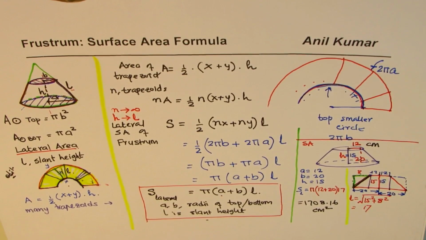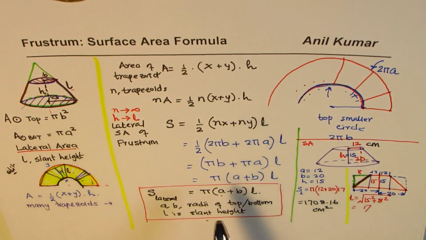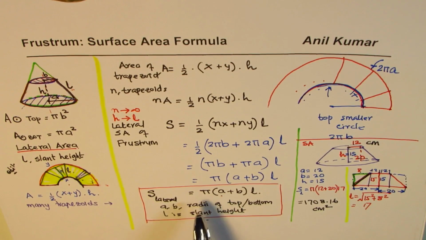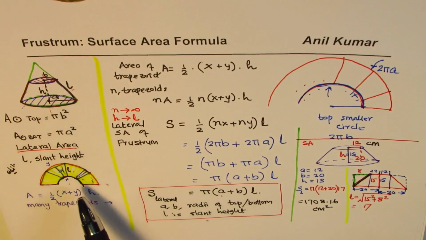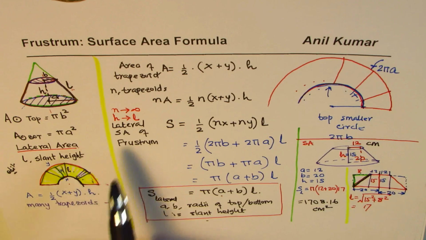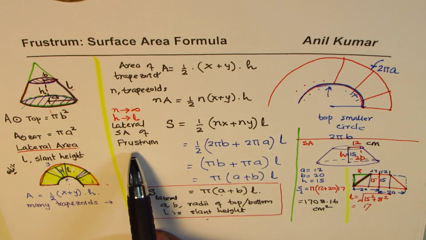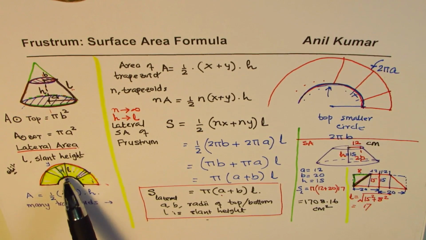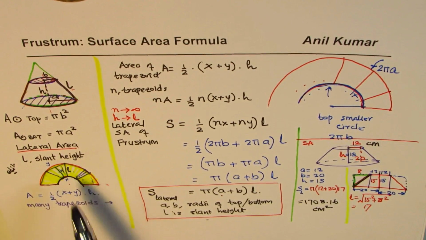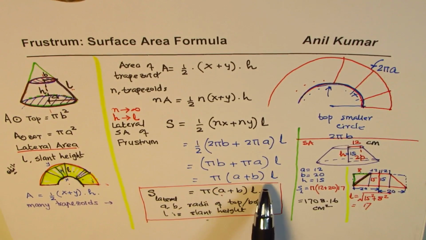I hope you learned in this video how to derive the formula and how to apply it. We derived the basic formula for the surface area of a frustum by opening it up, making it a two-dimensional figure, and then marking out a few trapezoids. If we increase the number of trapezoids, then the surface area of the combined trapezoids is the same as the surface area of the frustum. And if n is very large, the height of the trapezoid is very, very close to the slant height of the frustum. So we're taking advantage of that. We derived a very simple formula, which is pi (a plus b) L.